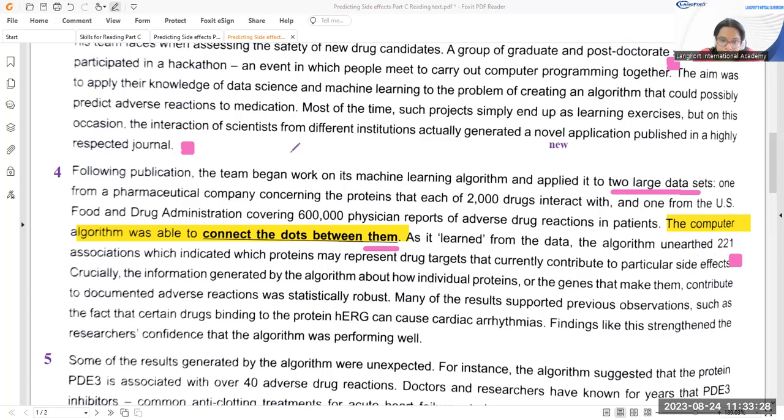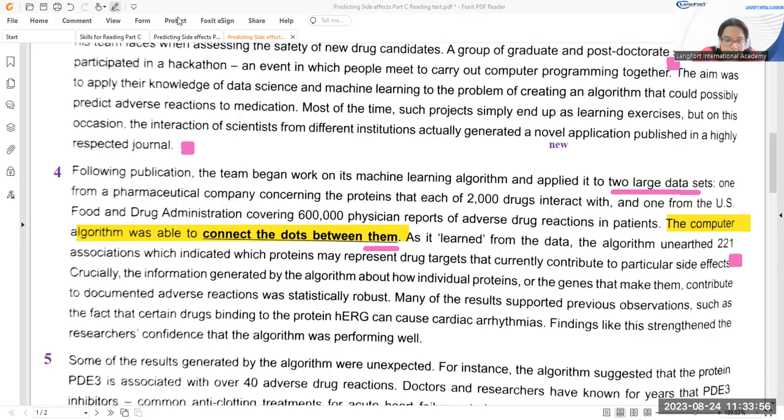Come on. So the team worked on applying the algorithm they developed to two different data sets, one from a pharmaceutical company, one from the US Food and Drug Administration, and they were able to connect the dots between these two. And as the algorithm learned, it was able to come up with 221 connections between proteins and certain drug targets, and they were able to find out what contributed to certain side effects.